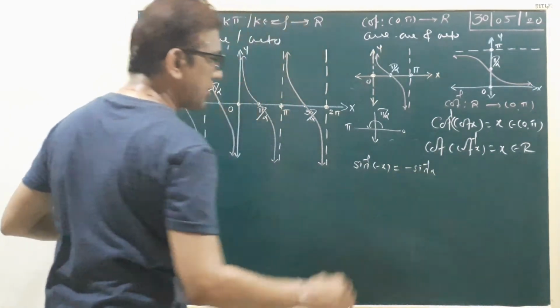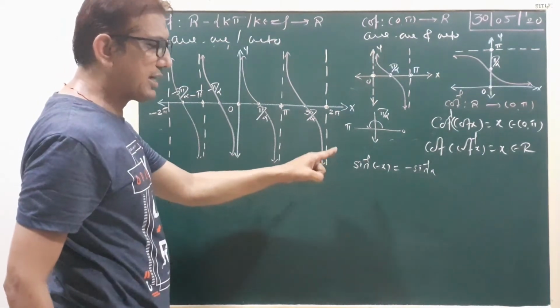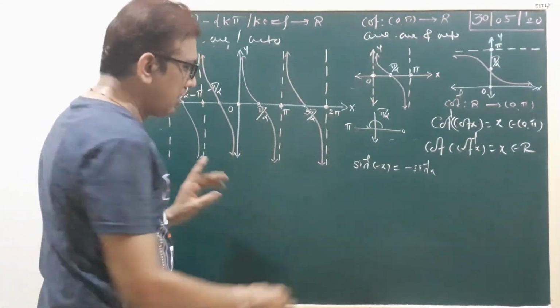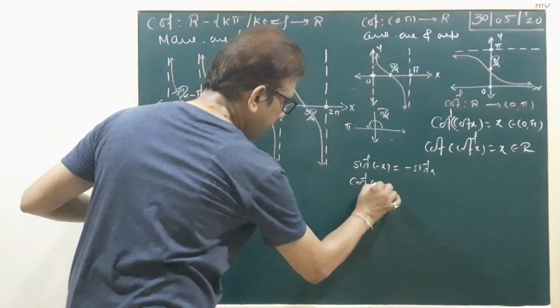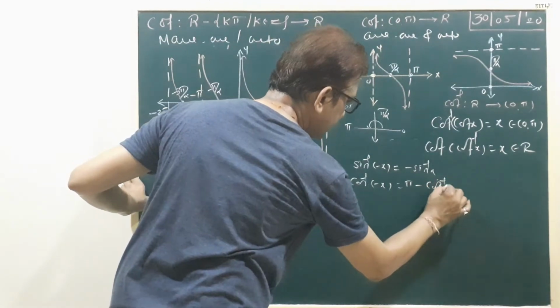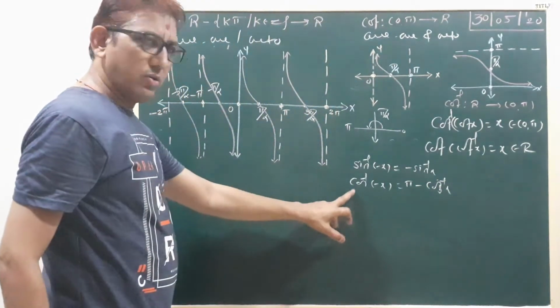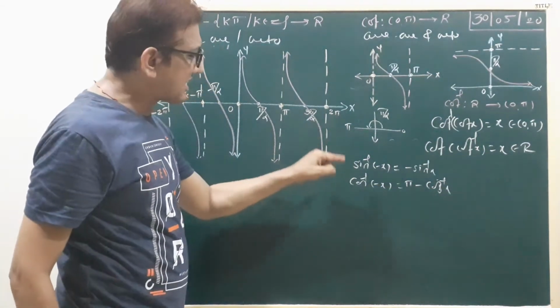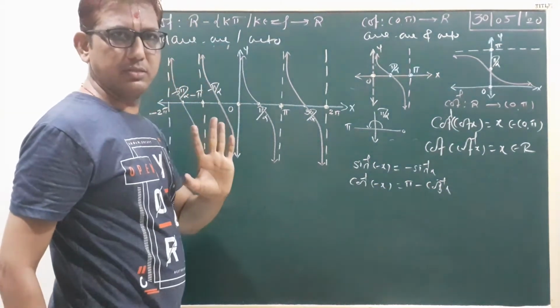Okay. Then we discussed already sine inverse of minus x equals minus sine inverse x, because sine is an odd function. Exactly similar in tan inverse. Now the second one, discussed already, cos inverse of minus x equals pi minus cos inverse x. Exactly similar in cot inverse.